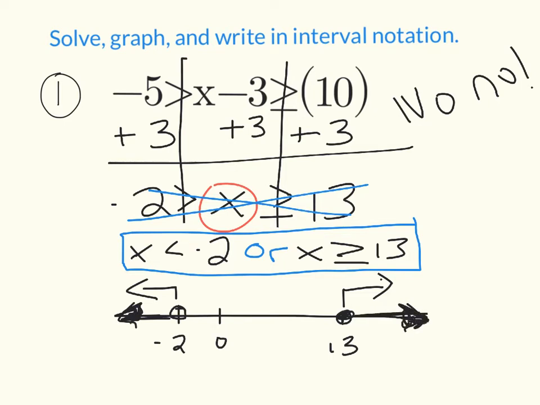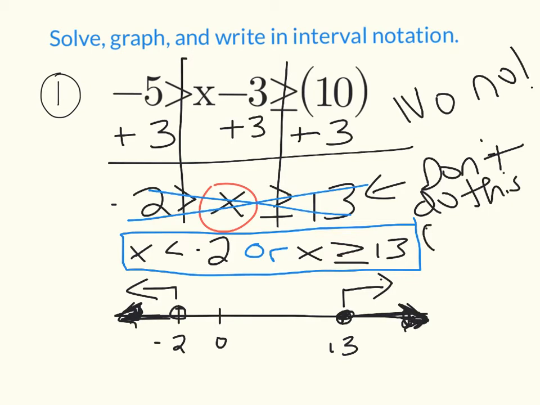In future problems, when we see something like an AND compound inequality, then it's okay to write it like we did above. But since it doesn't really work here, we do not want to do it this way. Don't do it this way for an OR problem.